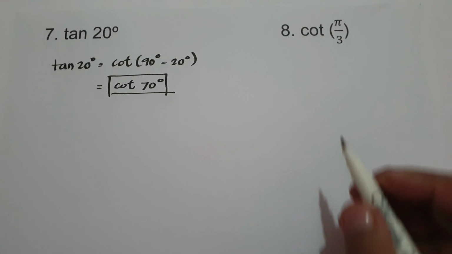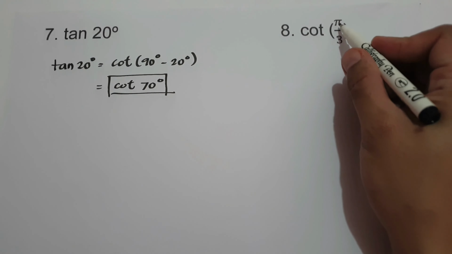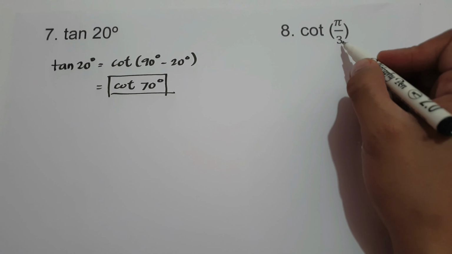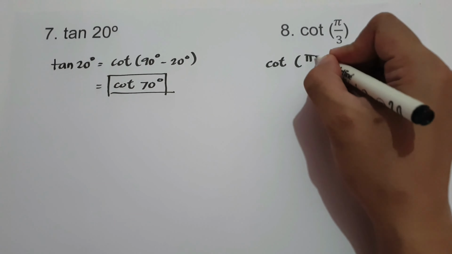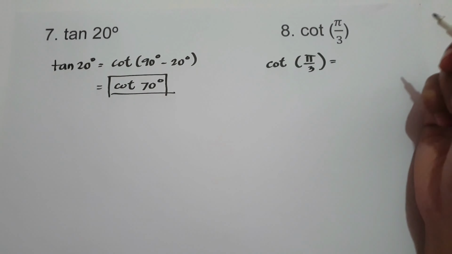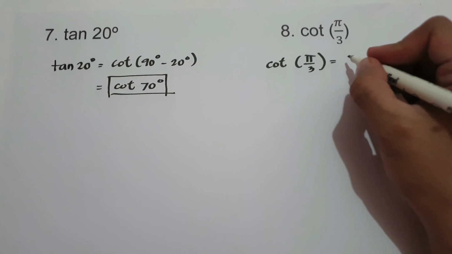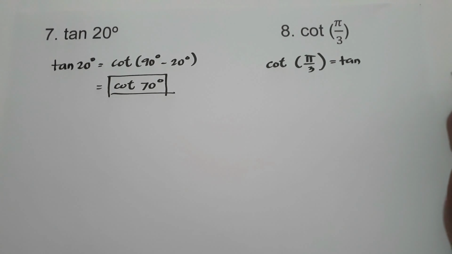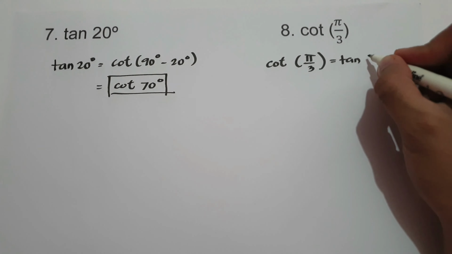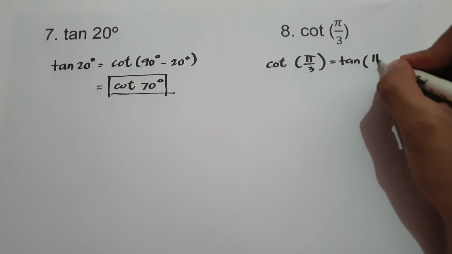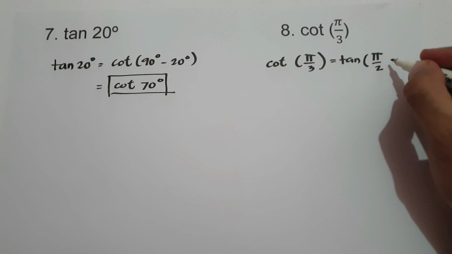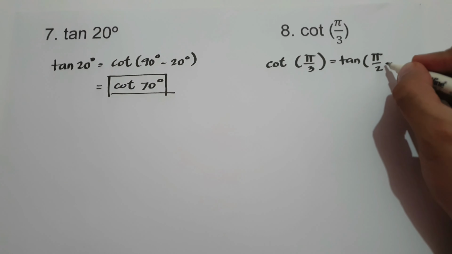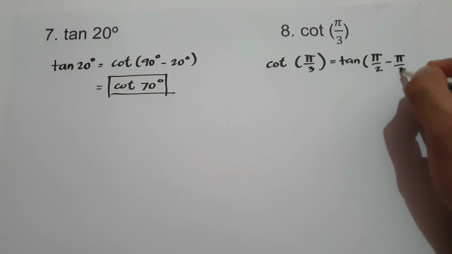On number 8, we have cotangent pi over 3. Since the given theta is written in radians, let us write cotangent pi over 3. And the cofunction of cotangent is tangent of 90 minus theta. So instead of writing 90, let us write pi over 2, because pi over 2 is equal to 90 degrees. So let's have pi over 2 minus pi over 3.